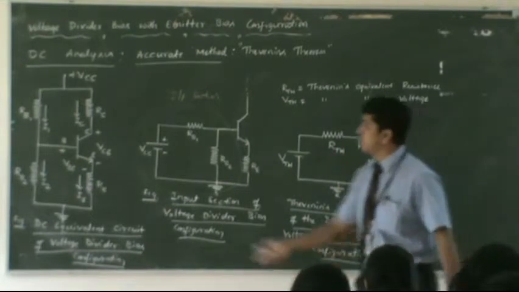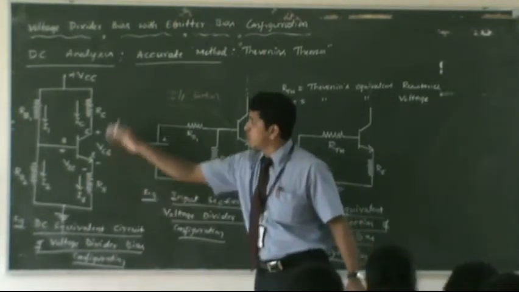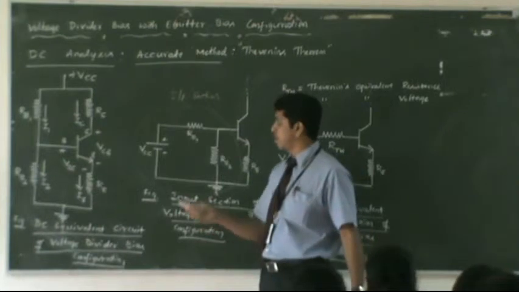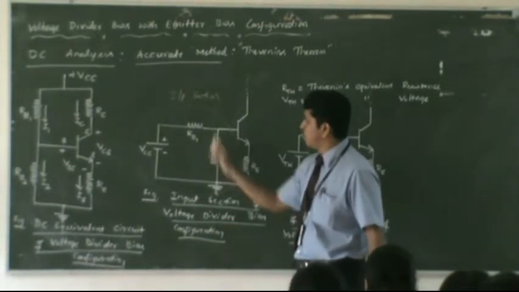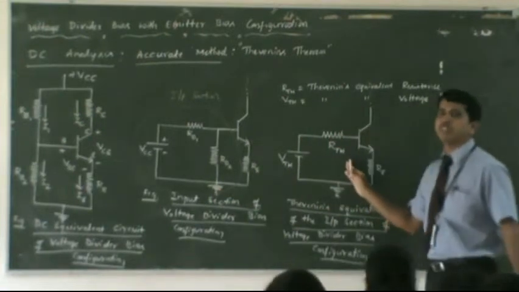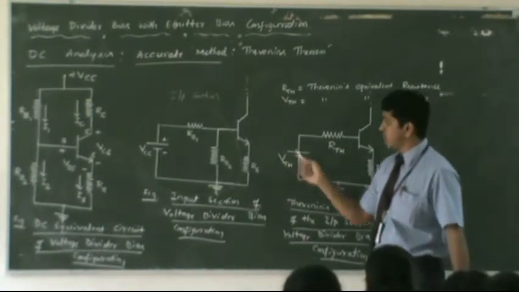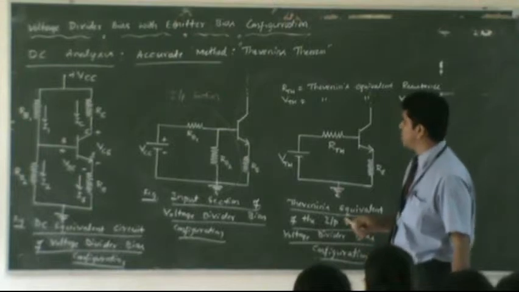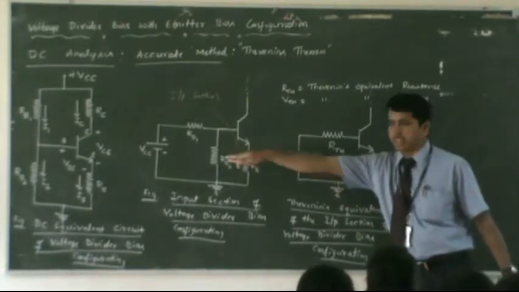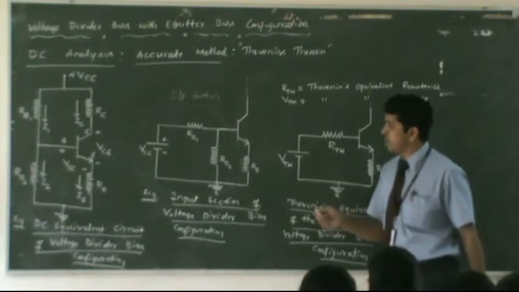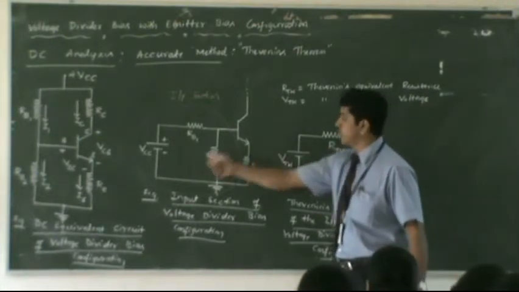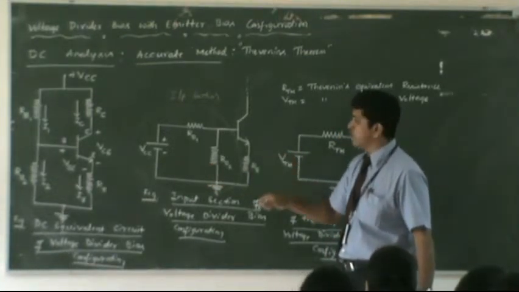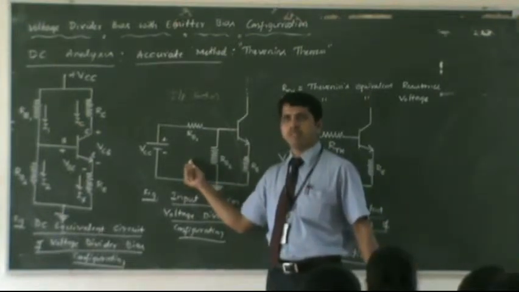That's what we did here. Our circuit contains two resistances, and to avoid the complexity of applying two KVLs in voltage divider bias, we identified the input section and applied Thevenin's theorem. From it we estimate the values V Thevenin as well as R Thevenin. Now the question is, how do you estimate R Thevenin from this circuit? The simple technique is: if you have any DC voltage sources, short circuit them and find the effective resistance looking from this side. That becomes the value of R Thevenin.